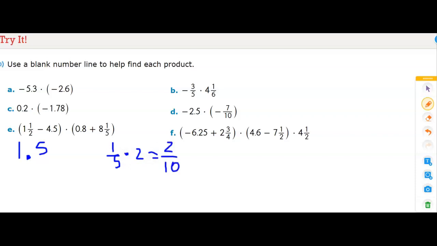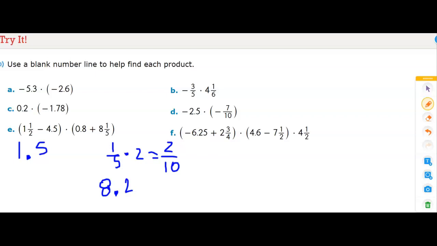And so when I write 8 1/5 as a decimal, I will have 8, because that's going to be my whole number, right? It stays a whole number. And then I have 8 2/10. And so now 8 1/5 as a decimal is 8 2/10. That is the same as 8 1/5.